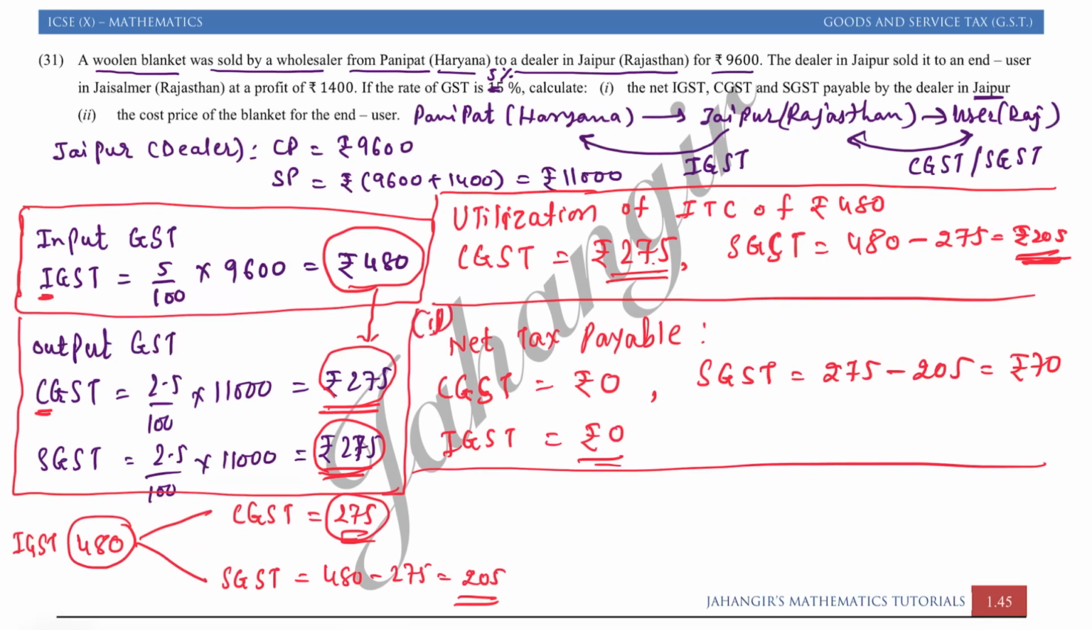Now the second part is the cost price of the blanket for the end user, so that we can do it backwards. So first pause the video and write it down.